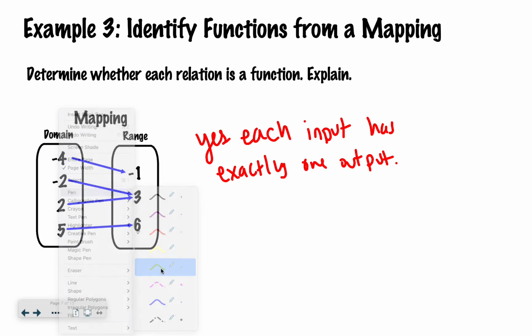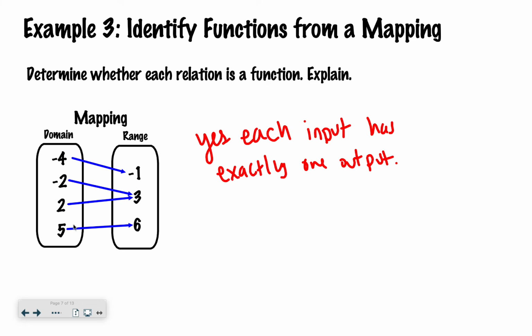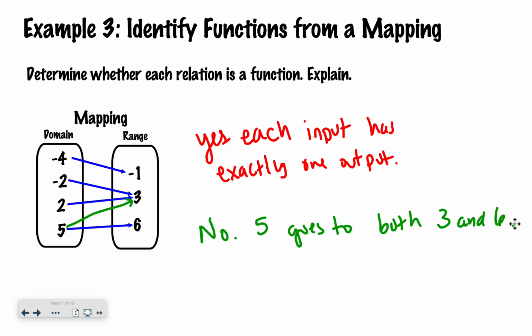Okay, but now I'm going to change it up a little bit. Let's say that this also went like that. So you can see that the 5 now has 2 arrows. The domain has a number where 2 arrows are leaving from it. You'd say no, 5 goes to both 3 and 6. Okay, so if we were to add that green arrow, your answer would be no.